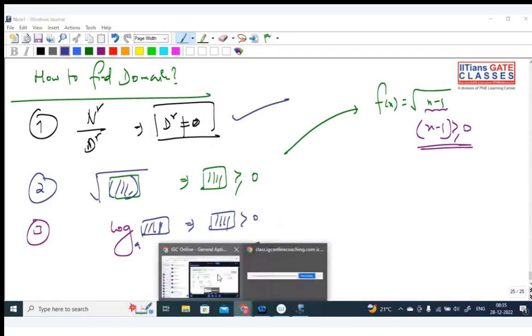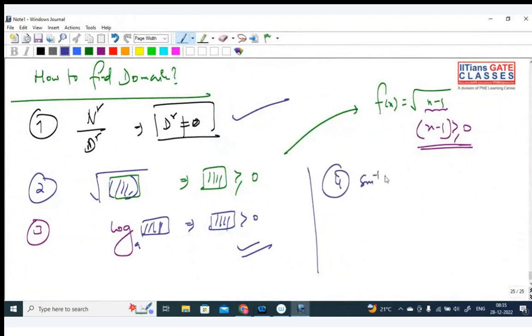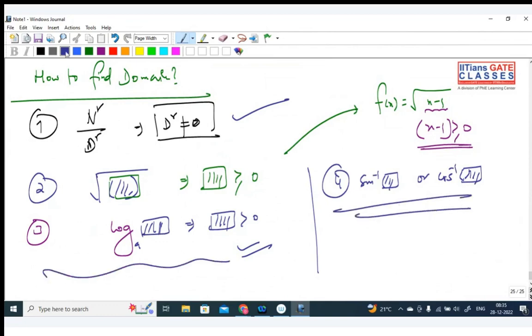And suppose you have sine inverse of something, or cos inverse of something. This something should always lie between minus 1 and 1, right? Then only you can find the domain. This is very, very important to remember. There are many more concepts, but most of the time you will get this kind, from trigonometry or from under root something or log of that.